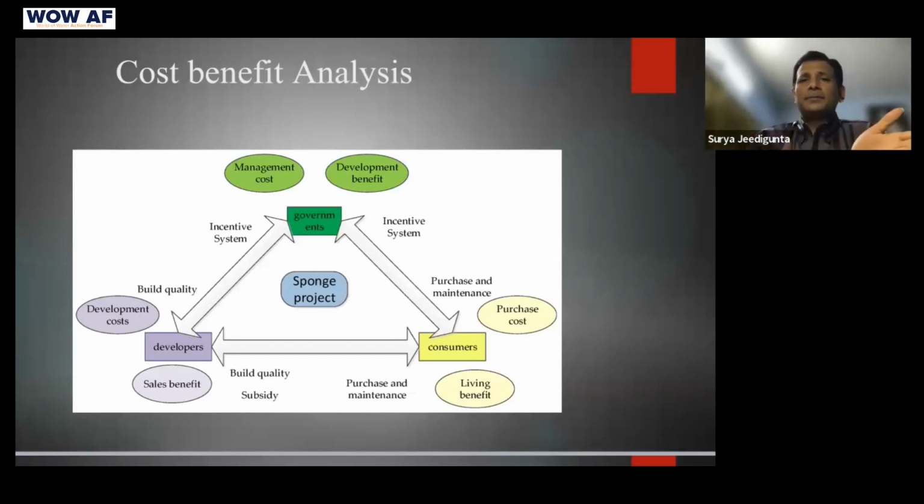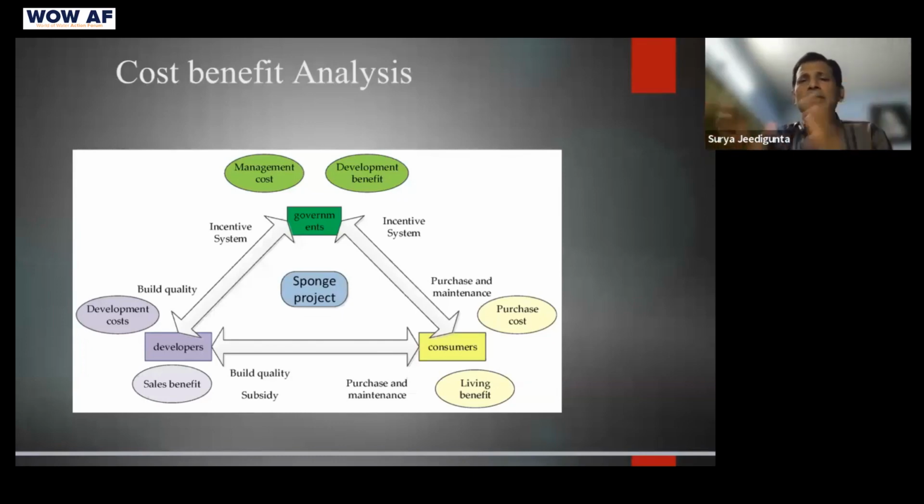For the developers, we just talked in the previous slides, right? The concept of green building is catching up, and as the volumes go up, the cost of green products is coming down. So for them, the development cost will come down and it is much easier to sell whatever they build. That is for the developers.